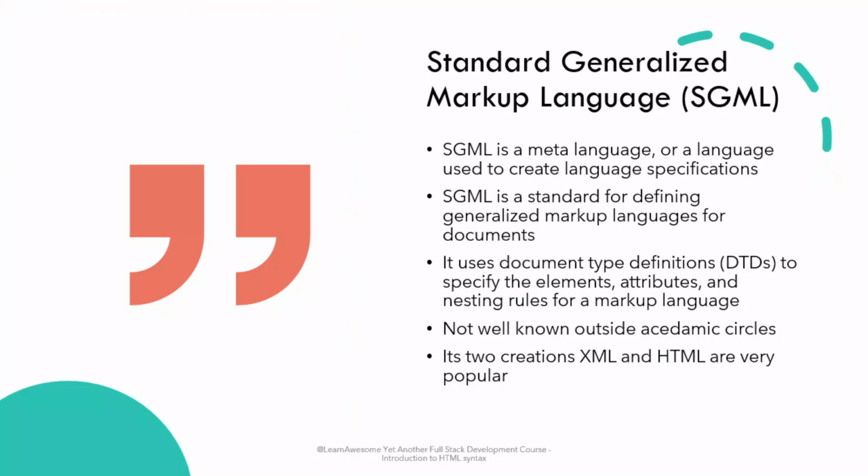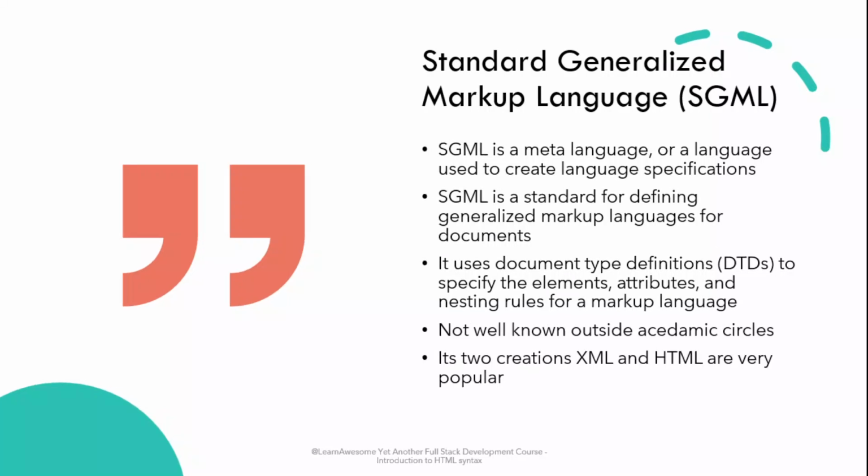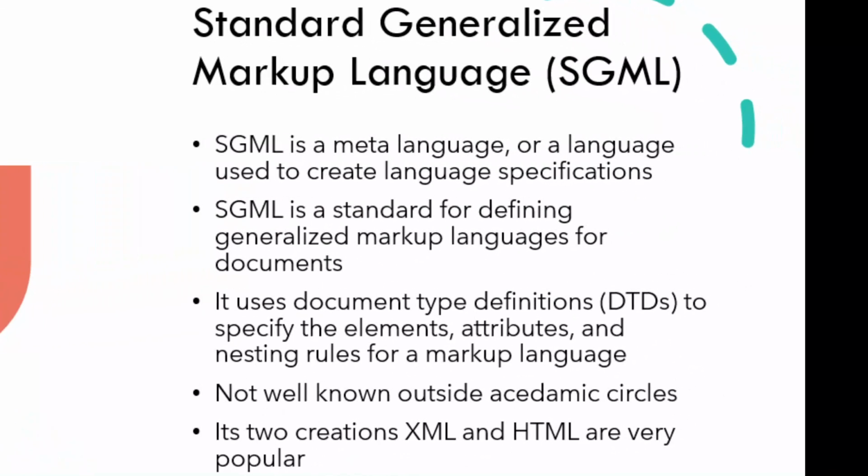So the HTML language itself was created using something called Standard Generalized Markup Language, or SGML, which is also known as a meta language, or language about languages. SGML is a powerful meta language used to create language specifications by defining the structure and rules for markup languages. It uses document type definitions, or DTDs, to specify the elements, attributes, and nesting rules for a markup language. You have probably never heard about SGML before and probably never will, and that's okay as we don't need to. Unknown itself, SGML has been instrumental in the development of several important markup languages, including HTML and XML, which are, needless to say, pretty well known.